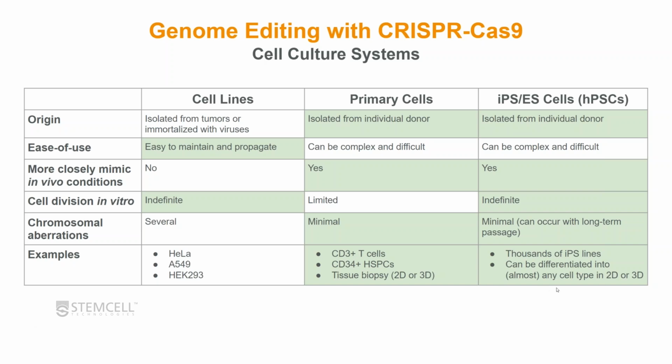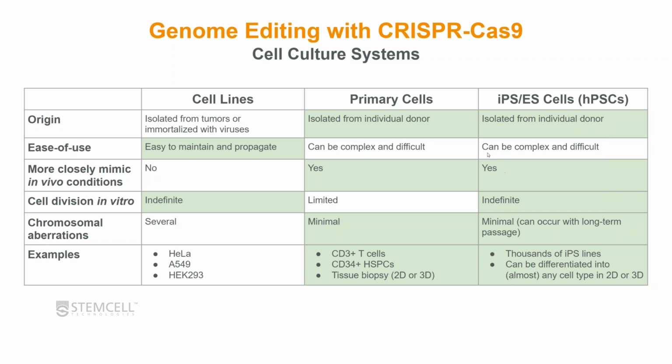So some examples of iPS lines and ES lines, there's been thousands that have been generated from a variety of different donors, from both healthy individuals as well as individuals suffering from disease. And importantly, these cell types can be differentiated into really almost any cell type in both 2- or 3-dimensional cultures. And there's constantly more and more protocols and kits out there to differentiate pluripotent stem cells into different cell types.